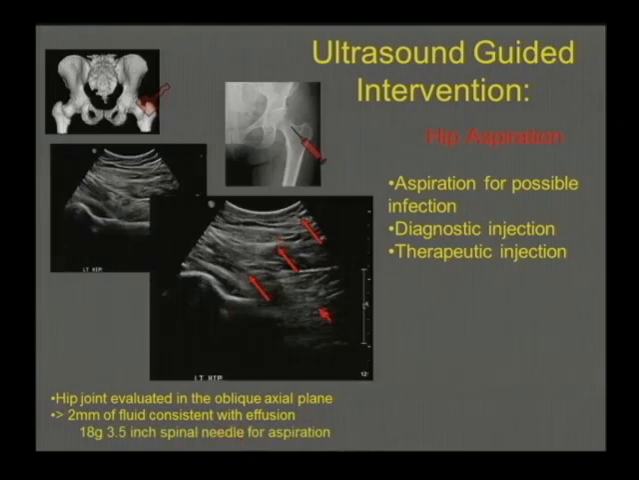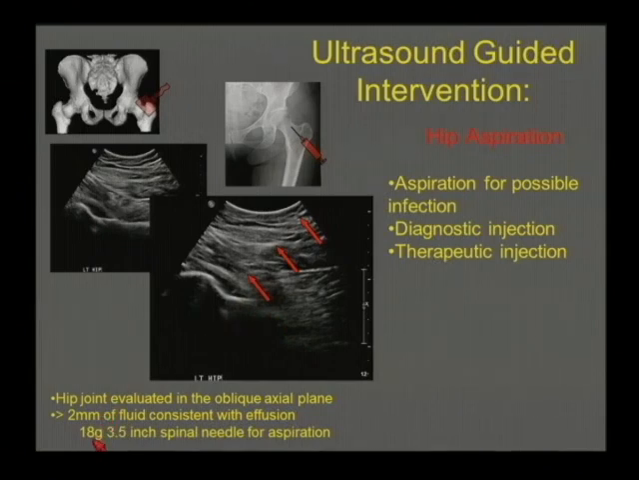So how do we do the actual injection? We keep the transducer in that same plane, showing the femoral head-neck region. So again, we're in that longitudinal plane to the femoral head, and then guide the needle in with real-time guidance right to that central portion of the anterior recess. And you can see the bright echogenic needle tip here. We aspirated the fluid, and this patient did indeed have a septic hip.